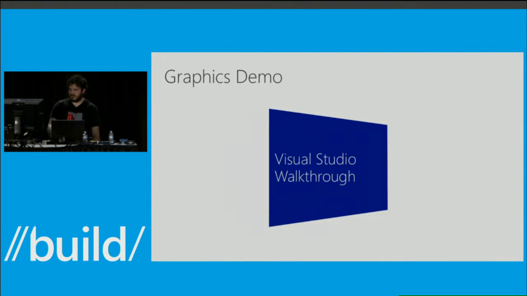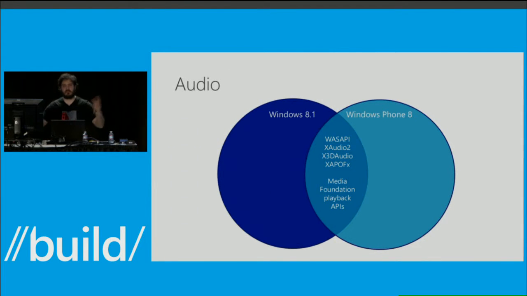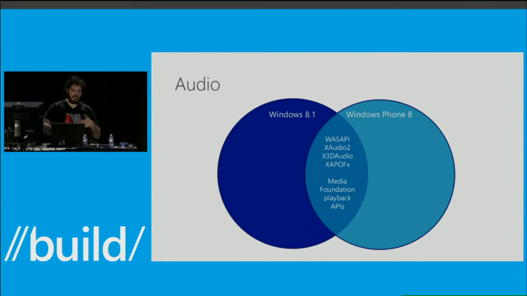So that was the graphics. Let's go to audio. If you're thinking about using audio native functionality, I have good news. There's a ton of stuff that you can share. Xaudio 2, Wasapi, the 3D positioning aspects of audio, you can all leverage that. Media playback functionality converges across both platforms.